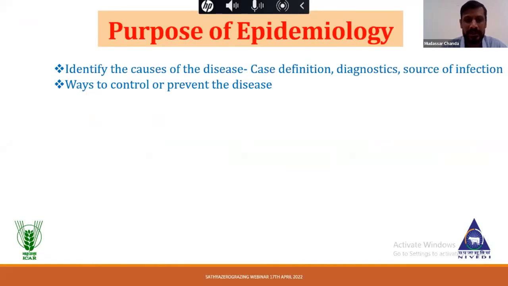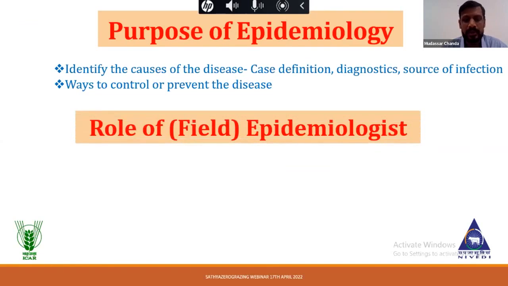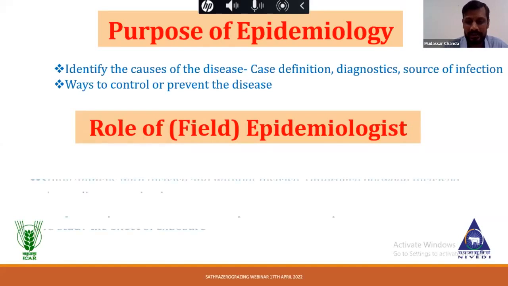So that's one important thing we have to remember always. And what is the role of epidemiologists? And when I say epidemiologists, all the veterinarians in the field are epidemiologists in that sense, because unless we have a specific designated post, we need to think that we can do minimum field level epidemiology.